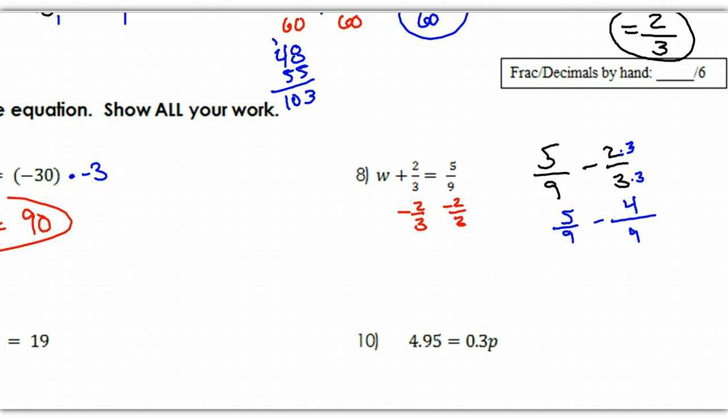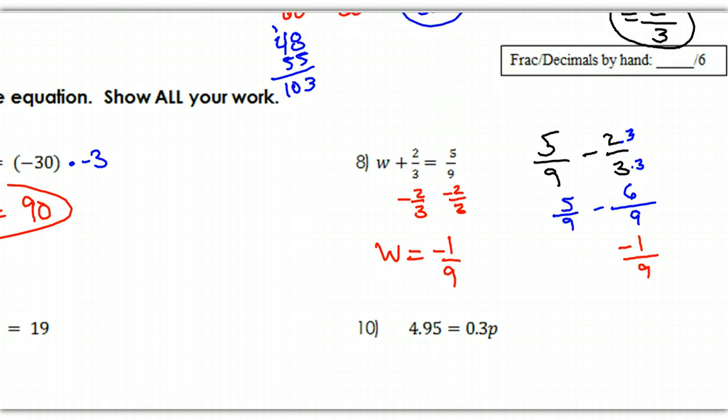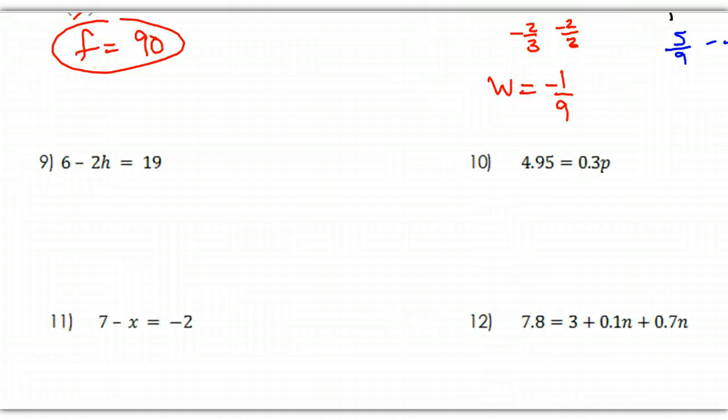So when we subtract those, 5/9 minus, sorry, I don't know what I was doing. Let me back up. Went too fast. On the right fraction, 3 times 3 is 9 on the bottom, and then 2 times 3, sorry, is 6. There you go. Hopefully you saw that mistake. So 5 minus 6 is negative 1. So when we do the subtraction here, w is negative 1/9. There we go.